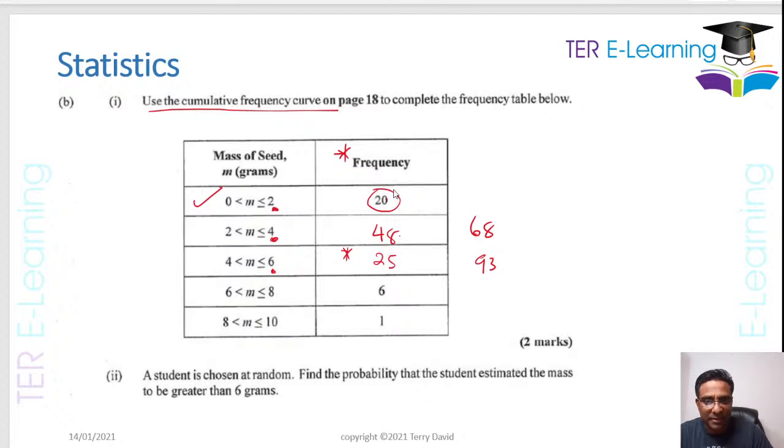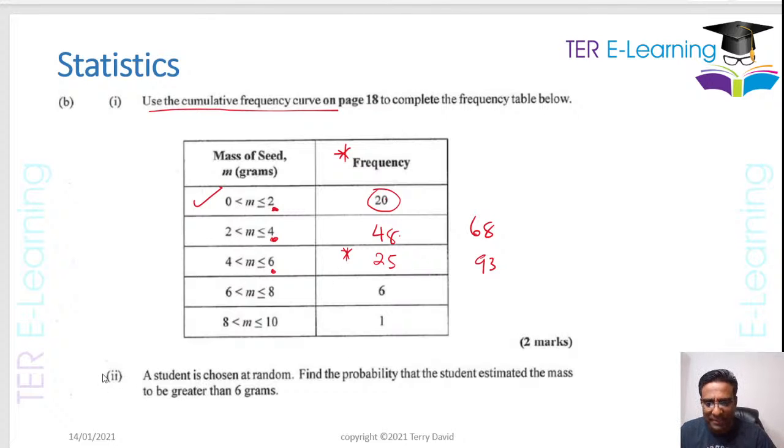Now let's make sure that's correct. When I add up all these figures, I should get 100. So 20 plus 48 plus 25 plus 6 plus 1, I'm going to get 100, right? So this is how we're going to complete the table here.